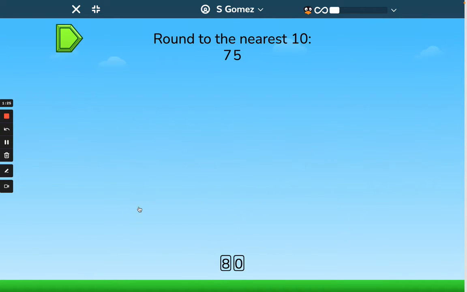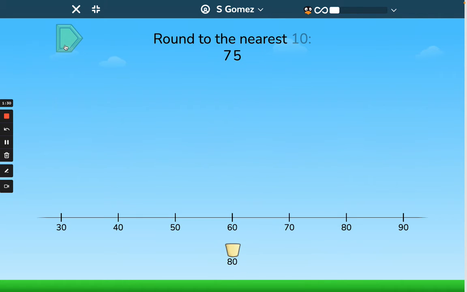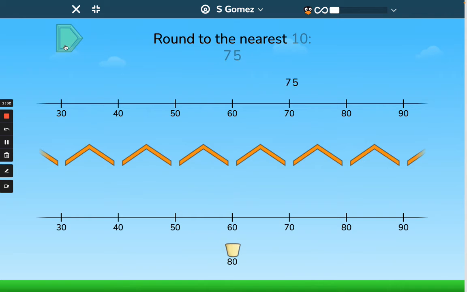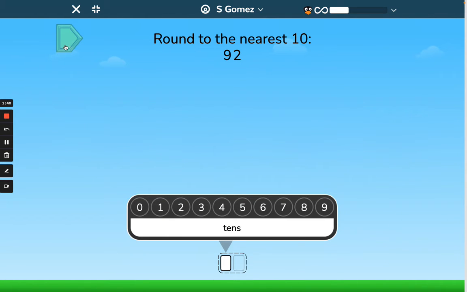So there's 8 tens and 0 ones in the number 80. So just like I said before, it's going to take itself over to the number line, and give a little push because 75 is that one right in the middle.